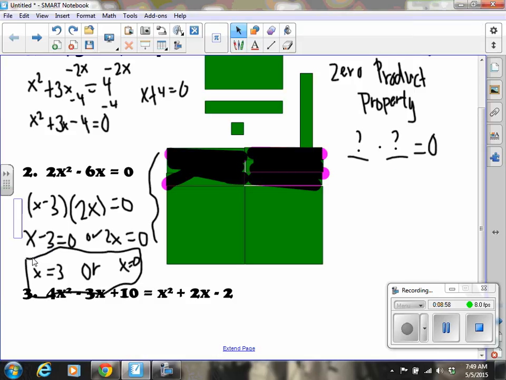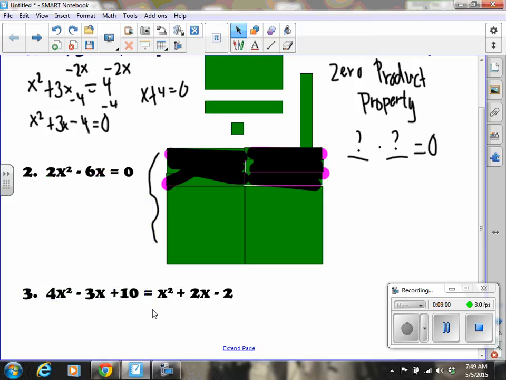One more. This one we've got to get into standard form, so let's get our like terms together. Let's do it all in one step. We'll take our quadratic term, put it with our other quadratic term. I can go ahead and combine that. That gives me 3x squared.